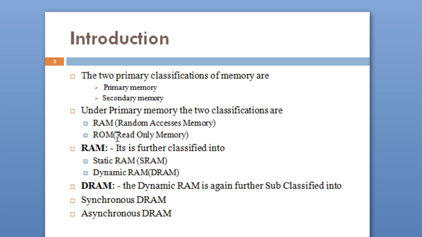Another type of primary memory is read-only memory. It stores crucial information essential to operate the system, like the program essential to boot the computer when you switch it on. It is a non-volatile memory, meaning it always retains its data. It is classified into four types: ROM, PROM, EPROM and EEPROM, that is, programmable read-only memory, erasable programmable read-only memory, and electrically erasable programmable read-only memory. We will be studying this in coming slides. The RAM is classified into static RAM and dynamic RAM, and dynamic RAM is further subclassified into synchronous DRAM and asynchronous DRAM.